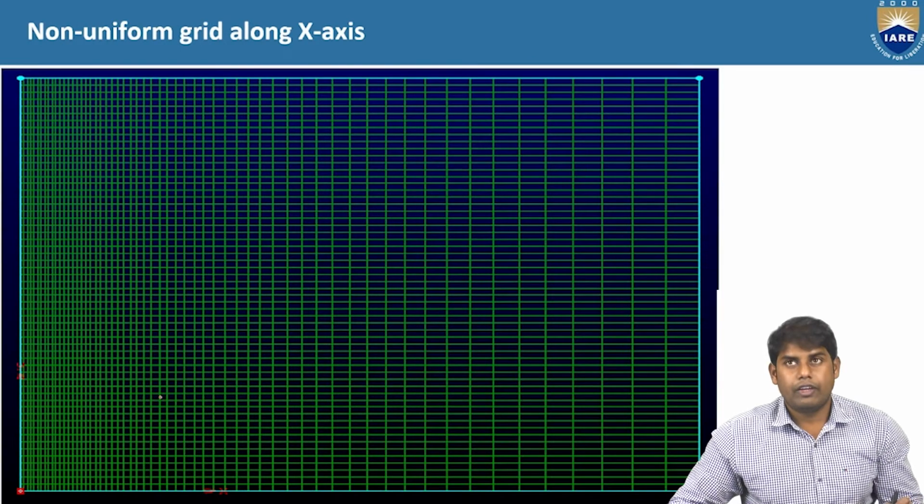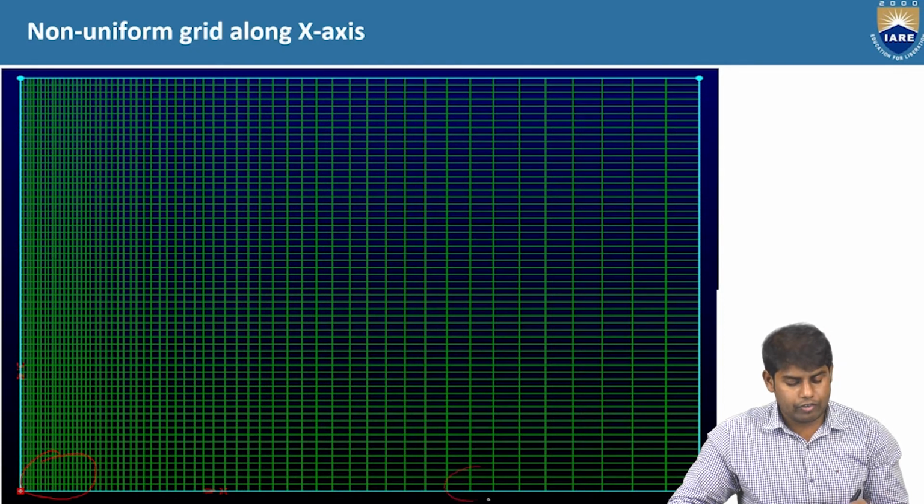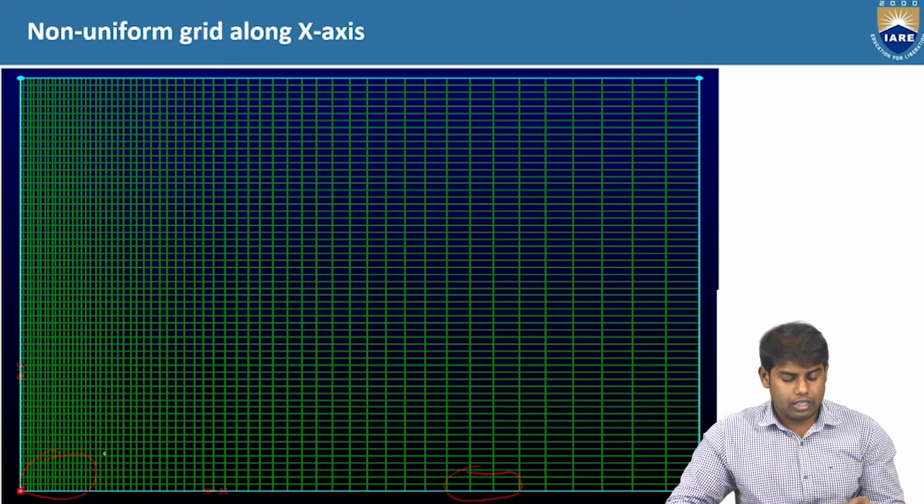Okay, this is what we have as the non-uniform mesh. Non-uniform in the sense that here you can see the distance is different. The distance between two grid points at the origin here will be less, and here it will be more. So this is nothing but your non-uniform spacing.